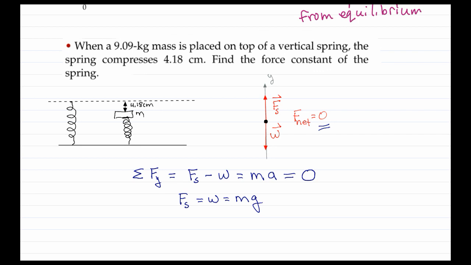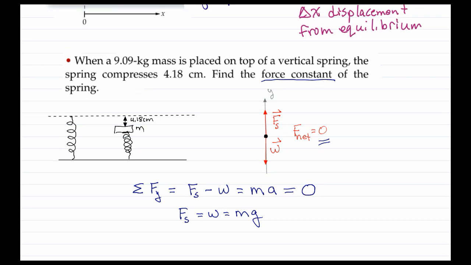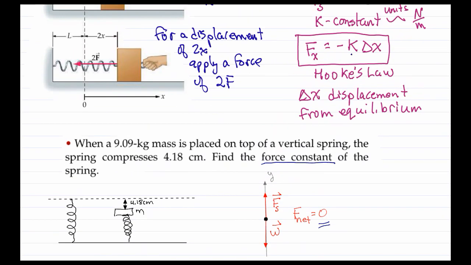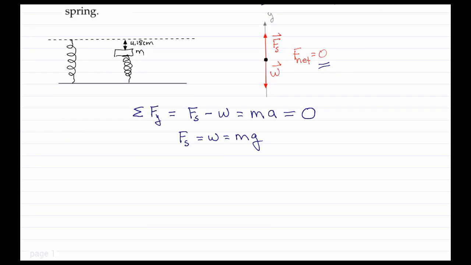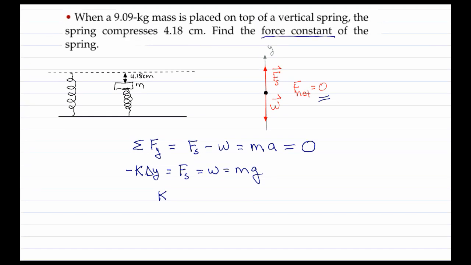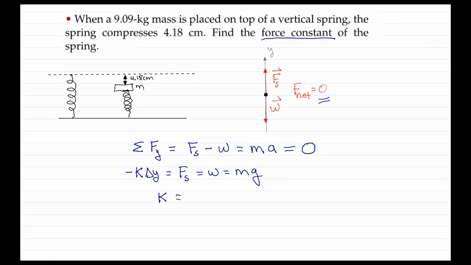And we want to find the force constant of the spring. If we go back, that's this K in Hooke's law. So we know the force due to the spring is equal to minus K times the displacement. So that's delta y. And so I can solve for K. K is just equal to minus mg over delta y.